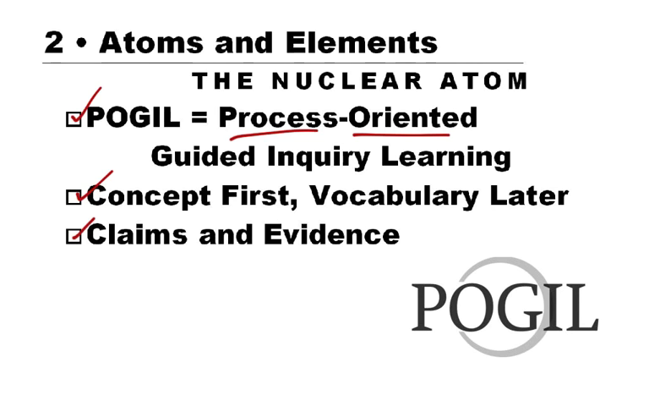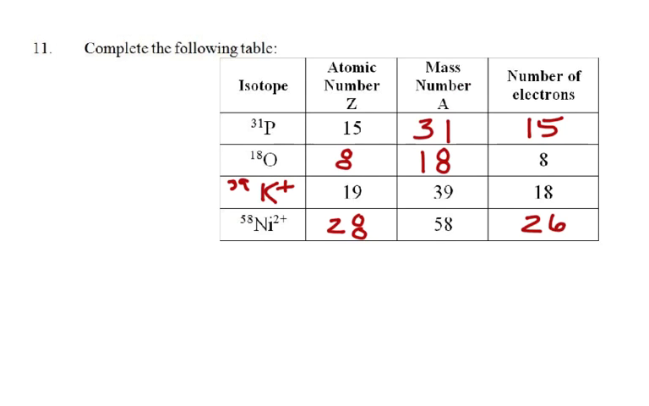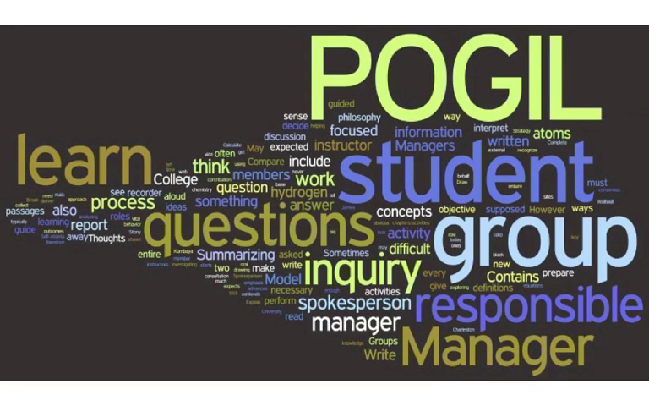And finally, this idea about claims and evidence: you can make a claim and then you need to be able to back it up with evidence. Now, just for completeness, if you fill in number 11, these are the answers to the number 11 chart. I found this on the internet when I was looking for other things to make up this tutorial, and this is a Wordle. You just take a text and it turns it into all the different terms that might show up when you're talking about POGIL.